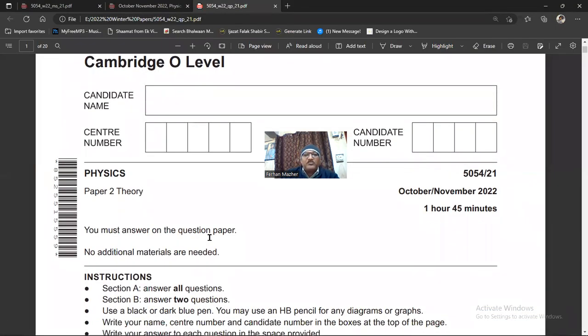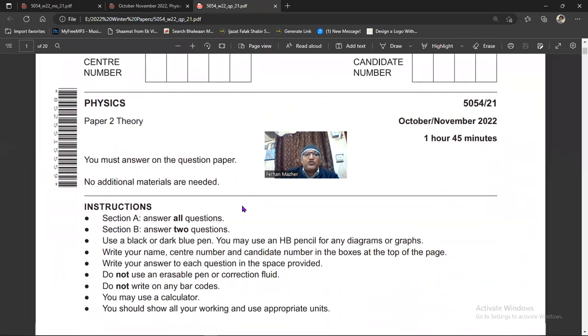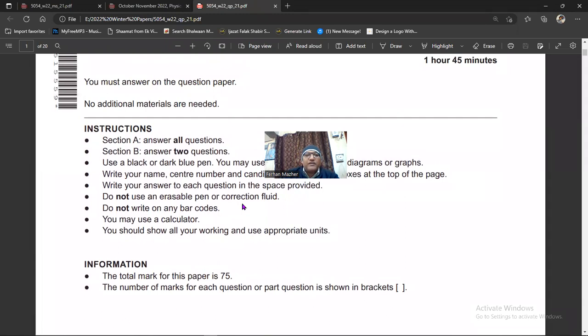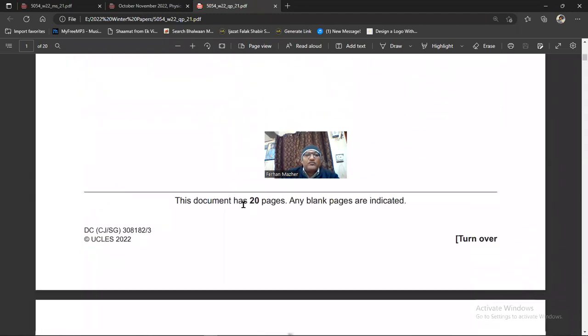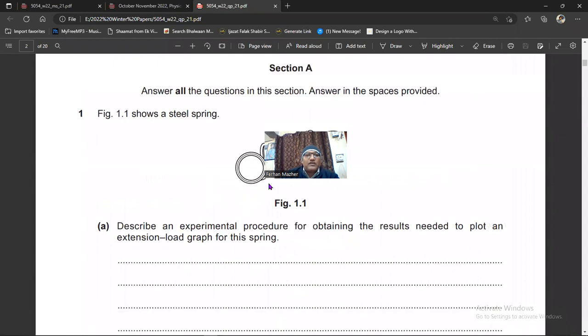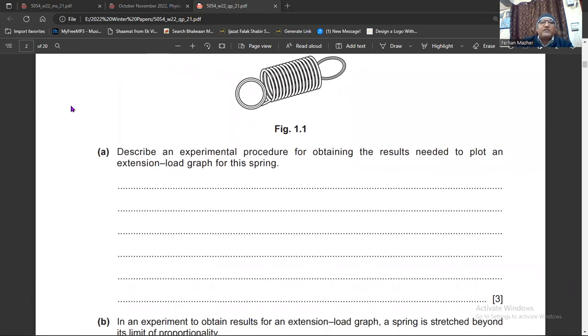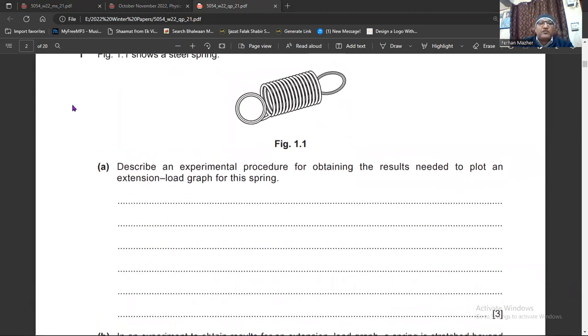So here we go. This is the October-November 2022 2-1 paper, section A. Question number 1: Figure 1.1 shows a steel spring. Describe an experimental procedure for obtaining the results needed to plot an extension-load graph for this spring.